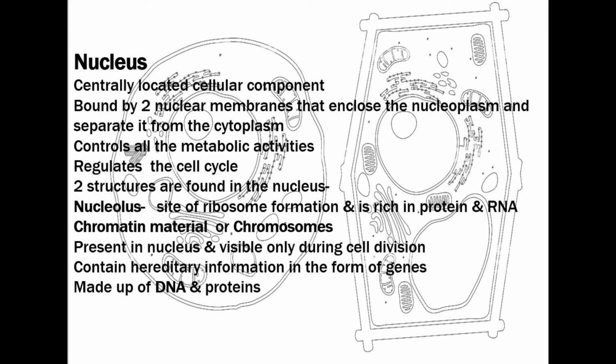that is the site of ribosome formation and is rich in protein and RNA, and chromosomes, or chromatin material. So one is nucleolus and another is chromatin material or chromosomes, present in the nucleus and visible only during cell division. These chromosomes are present in the nucleus definitely, but are only visible during cell division. We will be reading about that when we do cell division, meiosis and everything. We'll look at how the chromosome actually appears during cell division.